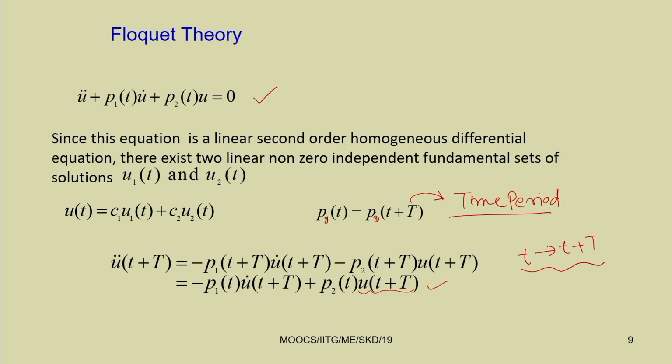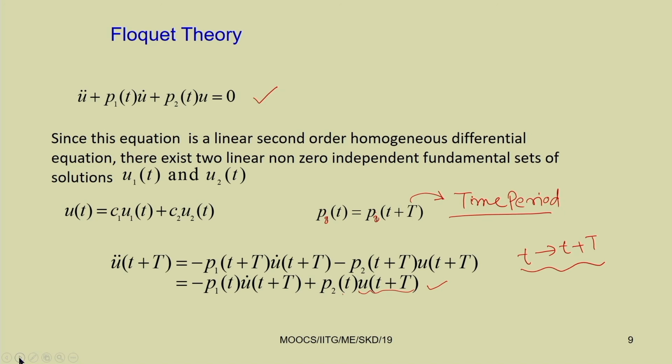So, here you have taken two fundamental solutions, u1(t) and u2(t), and you have now observed that if u(t) is a solution, then u(t plus T) is also a solution of the system.